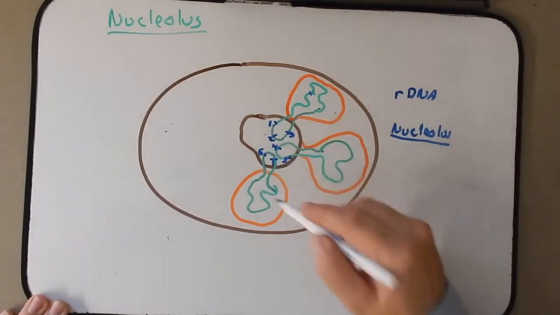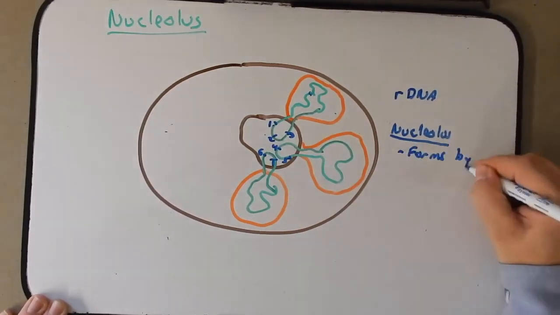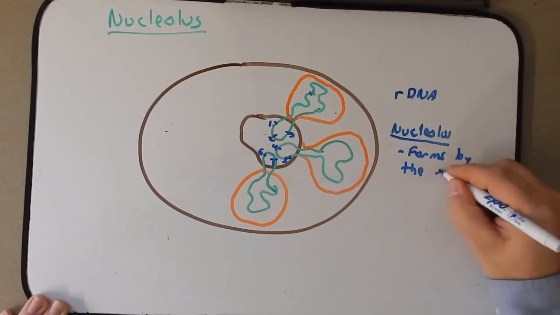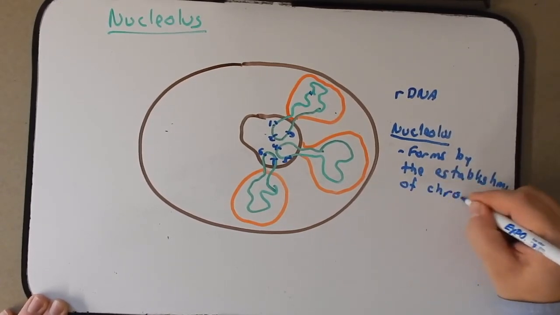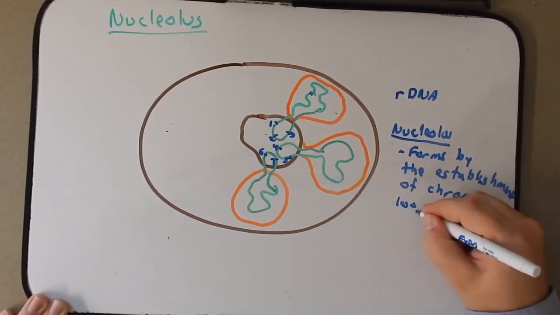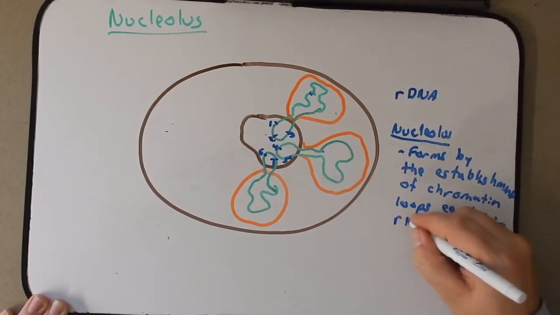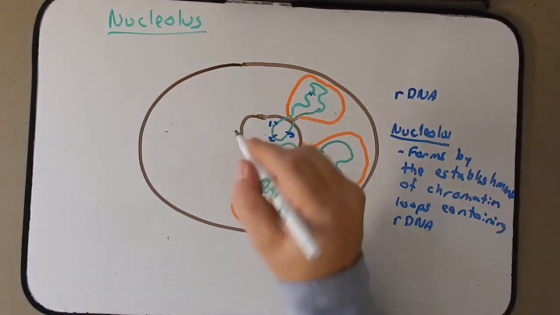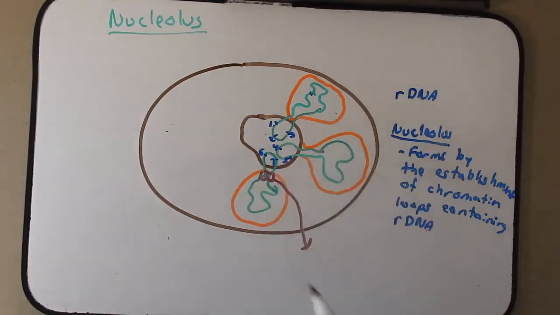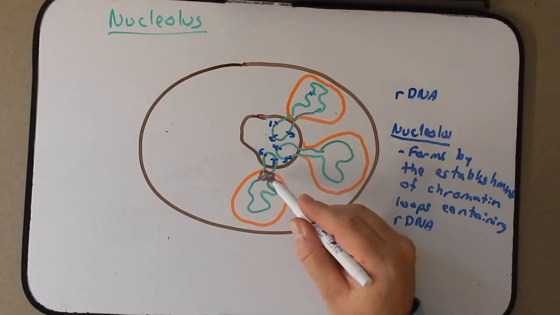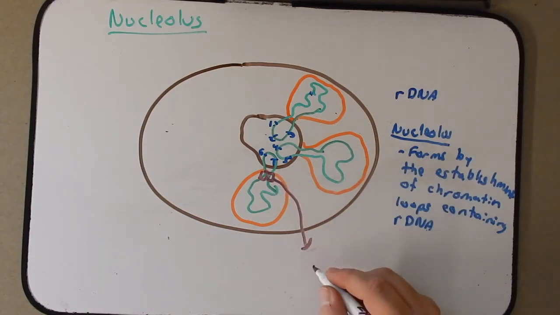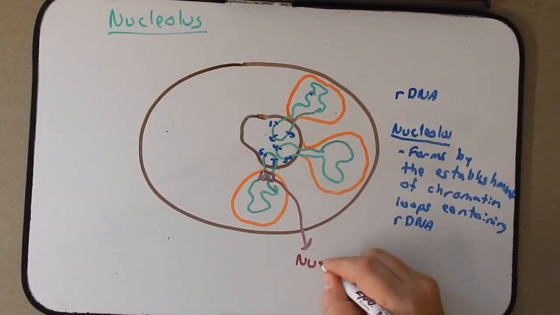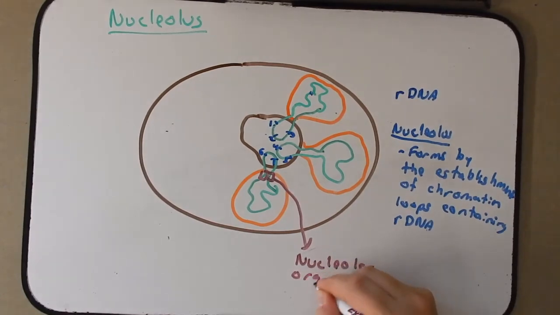So this nucleolus forms by the establishment of chromatin loops containing rDNA. Now, how does it know to do that? Well, that's a good question. I'm glad you asked. What happens is there are these regions here that I put in this purple square here that we call nucleolar organizers.